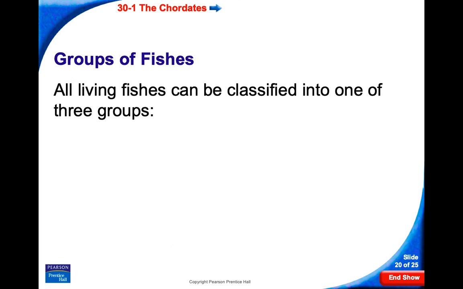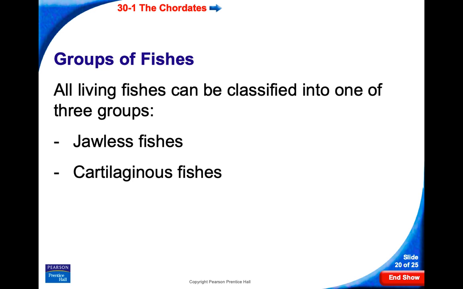Okay, all right, so that's it for the form and function. We're going to finish off by just briefly talking about the groups of fishes. All living fishes can be classified into one of three groups. The first group are jawless fishes. Then you have cartilaginous fishes. And lastly, we have bony fishes.